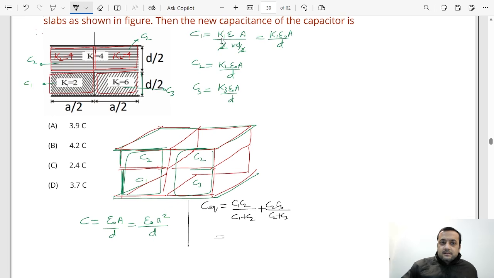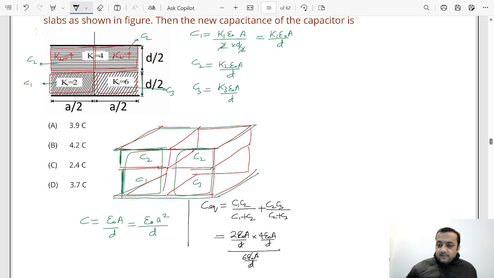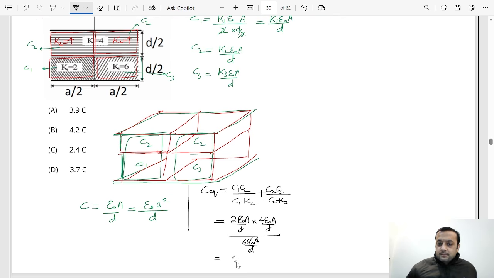So that is K1. K1 is how much? 2. So 2 epsilon naught A by D, into C2. C2 is 4 basically, so 4 epsilon naught A by D. Divide by, when you add this, 4 plus 2 will become 6 epsilon naught A by D. Okay, so epsilon naught A by D will get cancelled. We will be left with 4 to the 8 upon 6, so 4 by 3. This term will become 4 by 3 epsilon naught A by D.